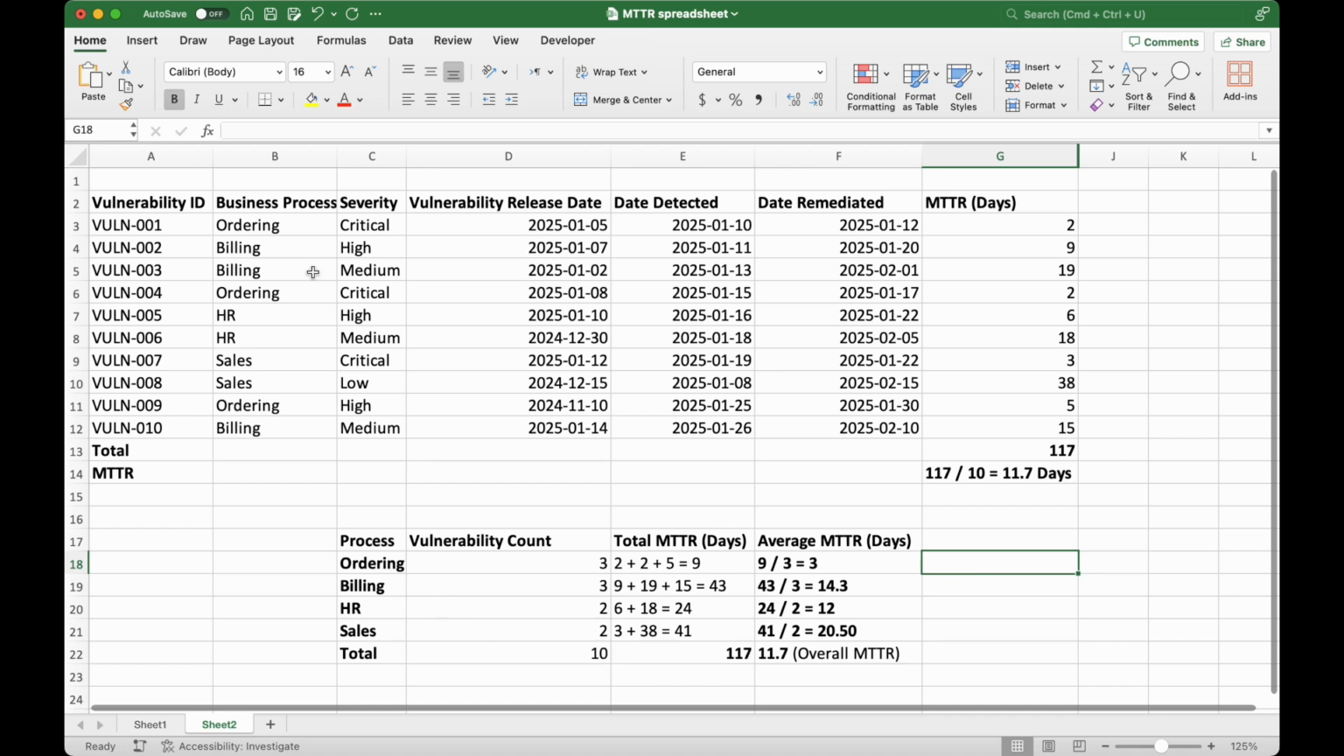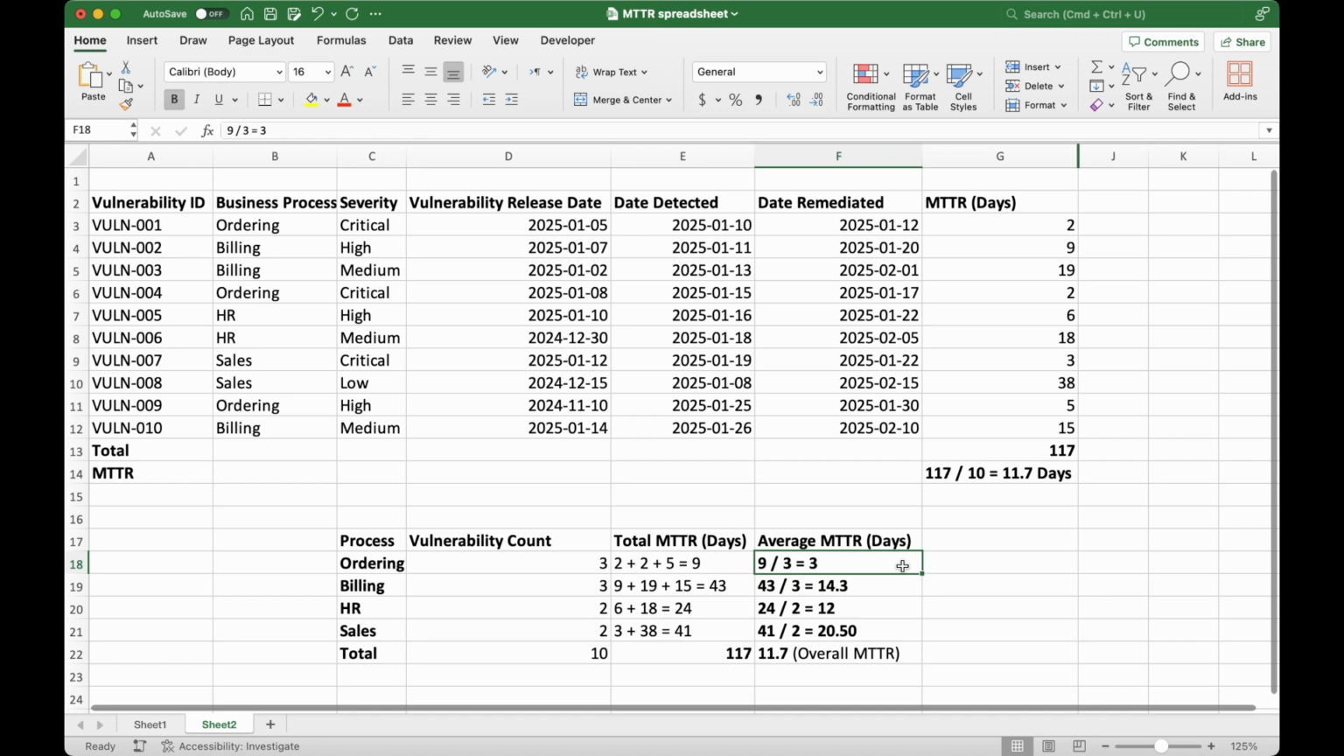So for ordering, there are 3 items that are related to the ordering systems: vulnerability 1, 4, and 9. And those have an MTTR individually of 2, 2, and 5. Now adding those together, as you can see here, that ends up to a total of 9. 9 divided by 3 total vulnerabilities gives us an MTTR of 3 for anything related to the ordering system.